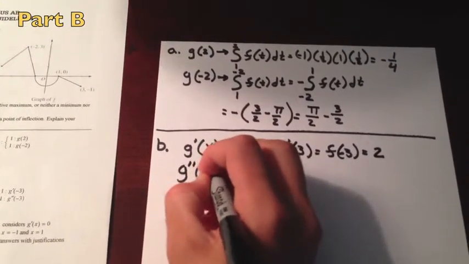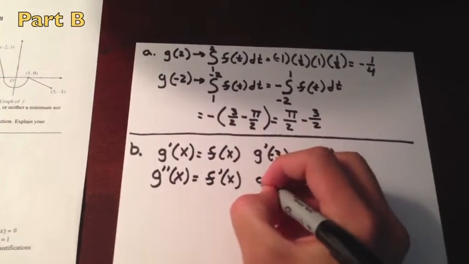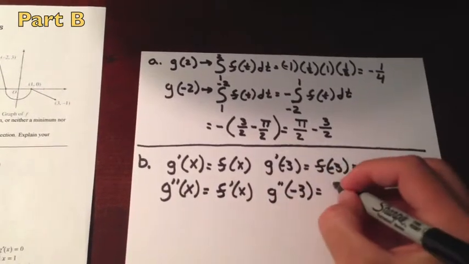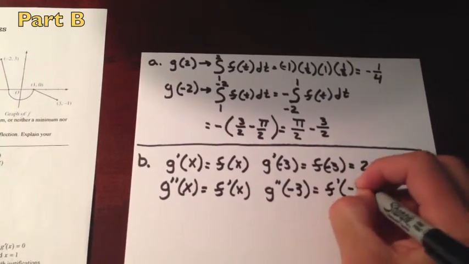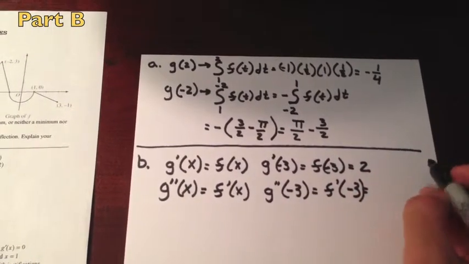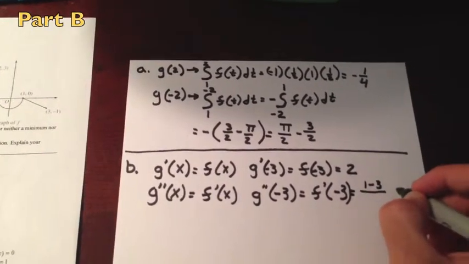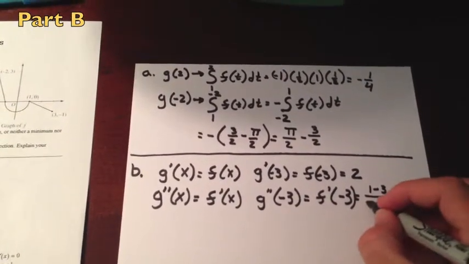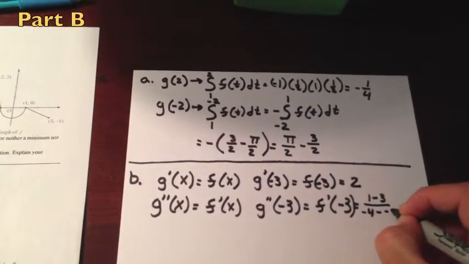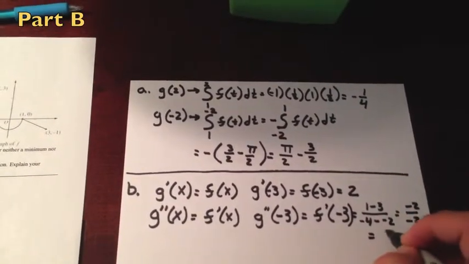g double prime of x is equal to f prime of x. So we just need to find the slope at the point x equals negative 3. You would simply do a rise over run, because we have a straight line at x equals negative 3. So that would be 1 minus 3 over negative 4 minus negative 2. And that would come out to negative 2 over negative 2, which is equal to 1.